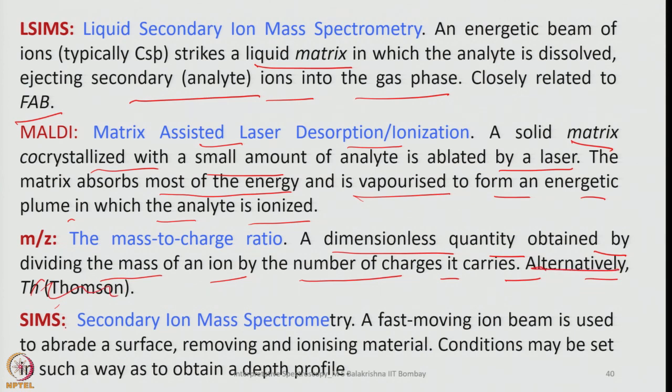SIMS, we call secondary ion mass spectrometry. A fast-moving ion beam is used to abrade a surface, removing and ionizing material. Conditions may be set in such a way as to obtain a depth profile of the sample for which we are performing this experiment. I think I will stop here.